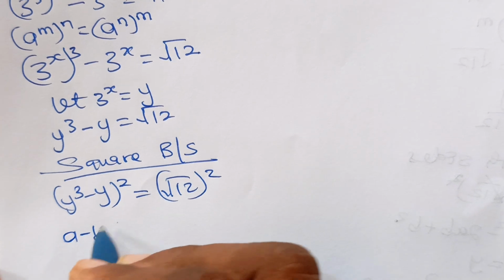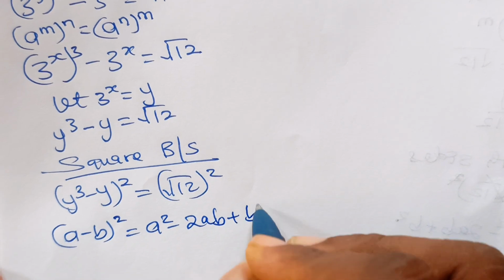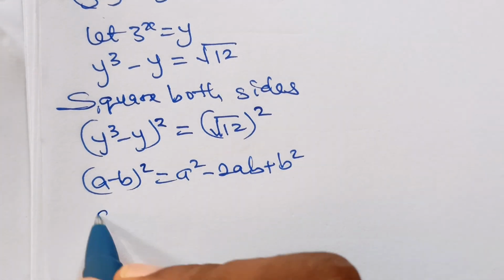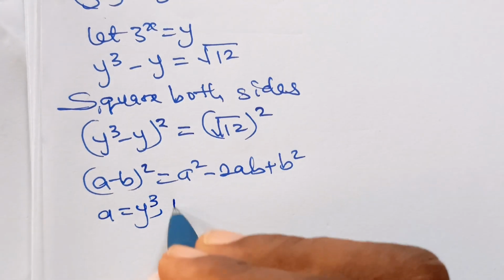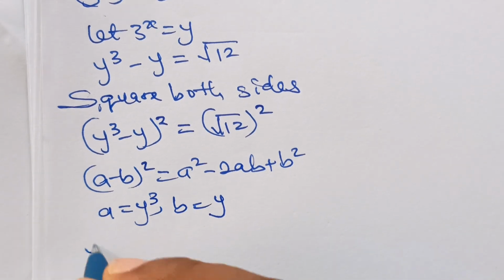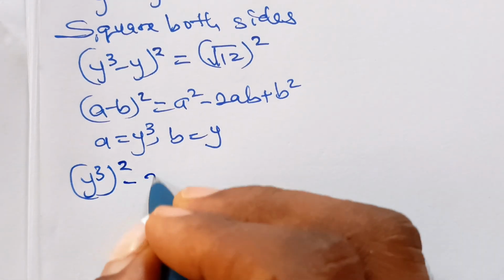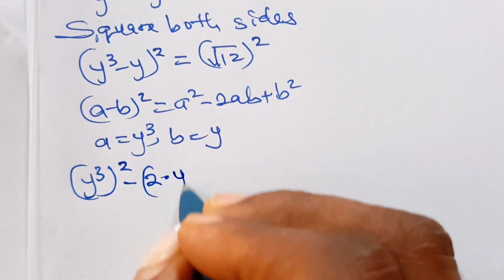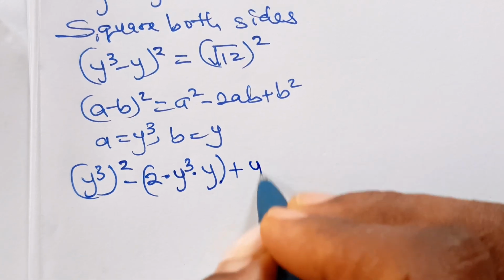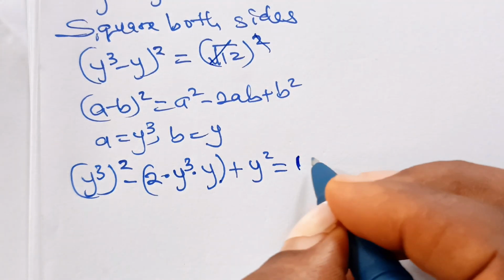When you have (a minus b) squared, it is equal to a squared minus 2ab plus b squared. In this case, a is equal to y to the power of 3, and b is equal to y. So let's express this in this form. It's going to be a squared, that is y to the power of 3 squared, minus 2ab, minus 2 multiplied by a, which is y to the power of 3, multiplied by b, which is y, then plus b squared, that is plus y squared, is equal to, this is going to cancel this and we are left with 12.